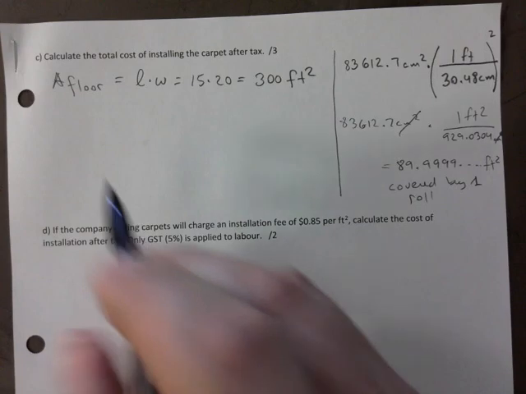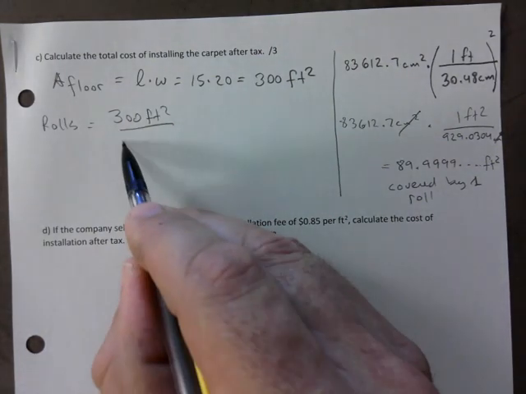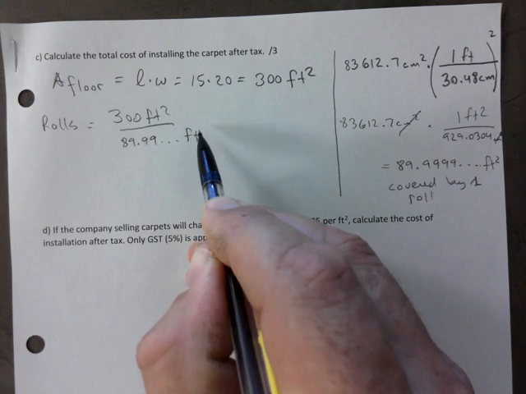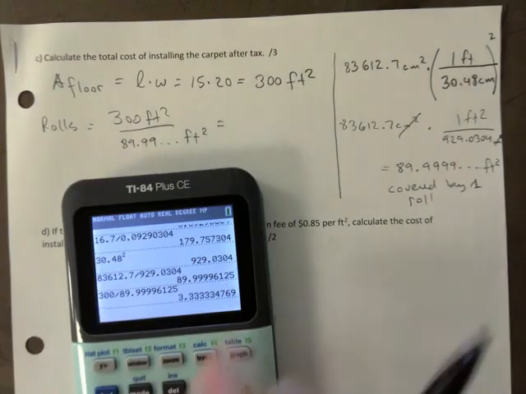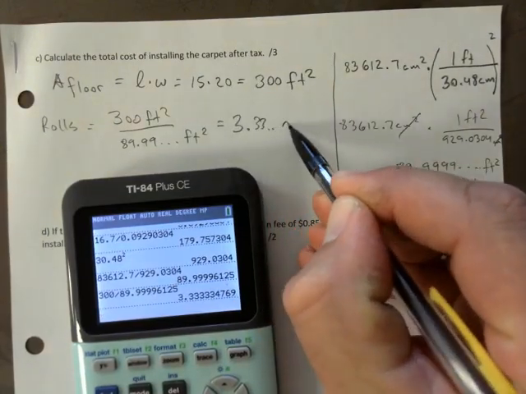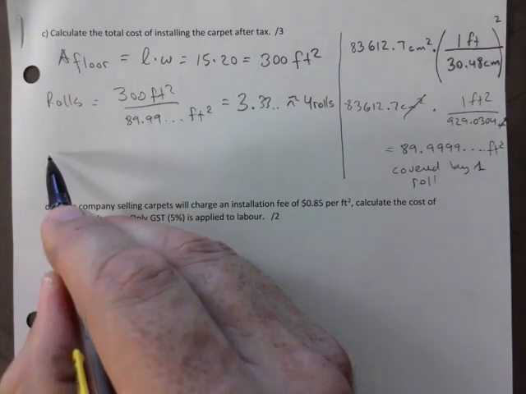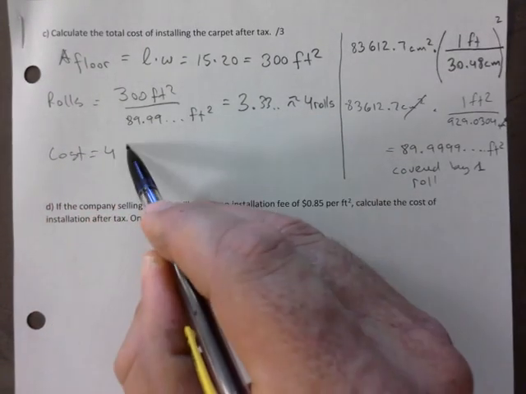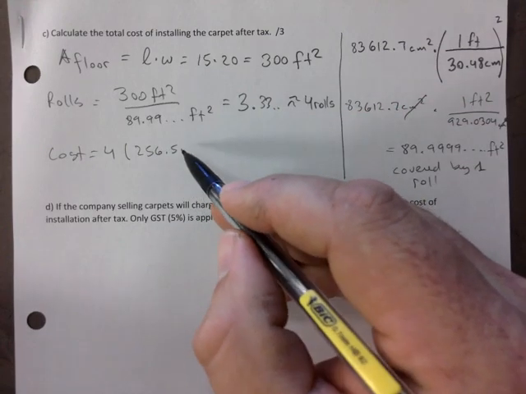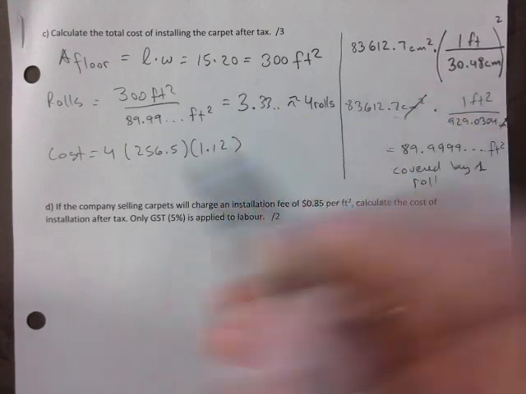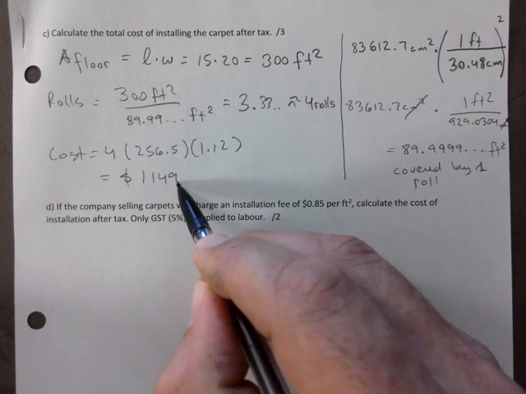Okay. So to figure out the rolls, I'm going to go 300 square feet divided by 89.99, and that keeps going, square feet. So 300 divided by that. Is your head spinning? Which is approximately 4 rolls that I need to purchase. And here's the cost. Cost would be 4 times, and now I'm peeking, it's 256.5. That should have been 50 because it's dollars, but that's okay. It won't affect our calculation. I get $1,149.12.